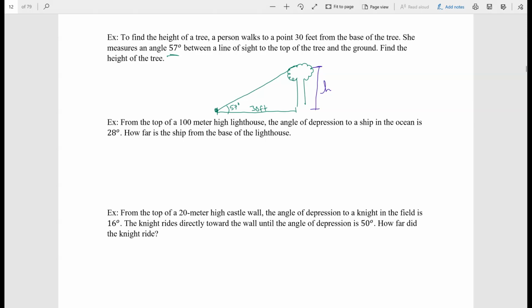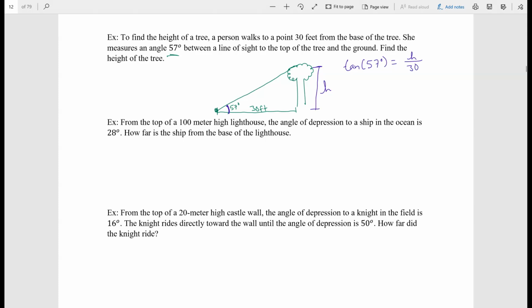So now one of the things that we have to think about is how can we relate this angle with the height and the bottom. Okay, so you can see that this is kind of like the opposite over the adjacent. So this is actually the tangent. So the tangent of 57 degrees is going to be equal to h over 30. Okay, so we've got to solve for h.